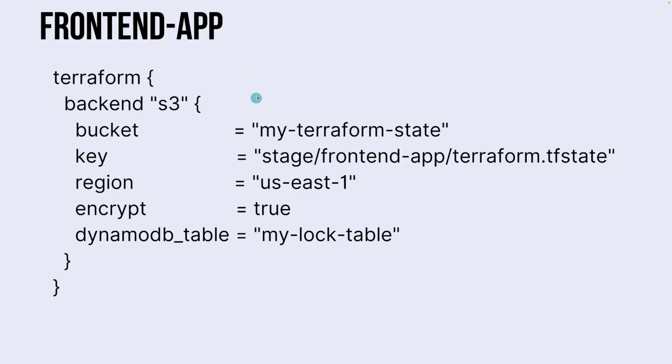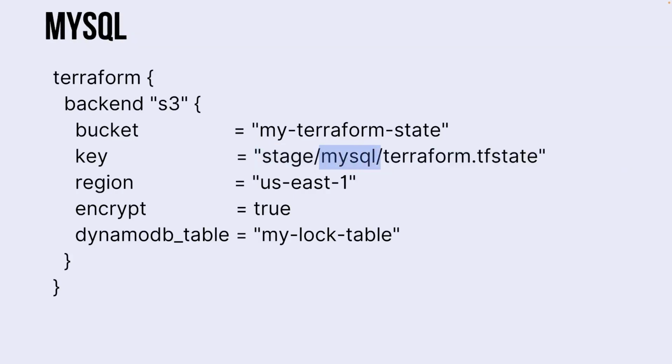Now, because we are using a frontend app, if you notice this closely, I'm using frontend-app as a path so that it'll be easy for me to maintain multiple states of an application which has multiple modules. Now, similarly for the backend, we have to replace the frontend app with MySQL so that inside that storage bucket, you will have two paths, one for each module.